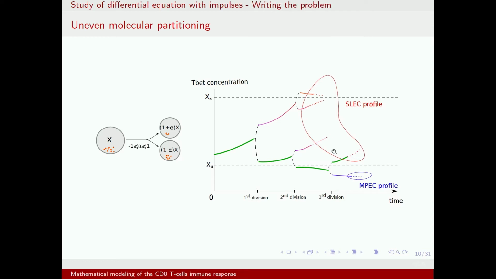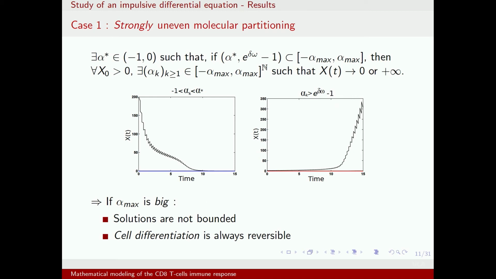And if we want the whole tree, we can reconstruct this by adding a new equation each time a cell is dividing. So we are following one branch, and what can happen? We can show that there are two interesting cases.